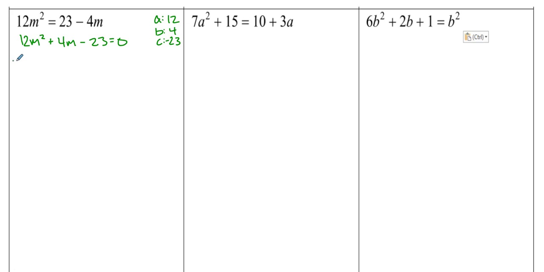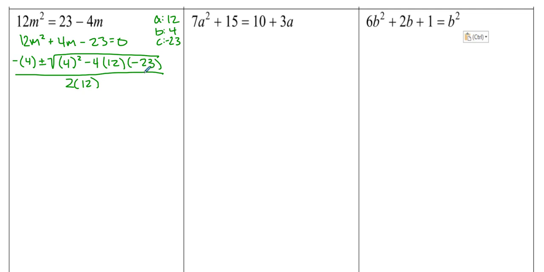So we got negative times my b value, which is 4, plus or minus the square root of my b value squared minus 4 times my a value, 12, times my c value, negative 23. Okay, and then I'm going to put this all over 2 times 12. Boom, look how big this is. All right, now let's go ahead and start simplifying this down.